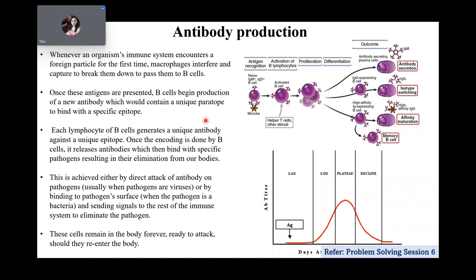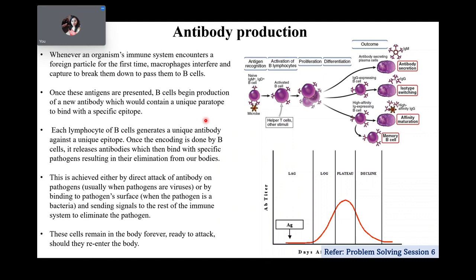Then once this is done, once the B lymphocyte has been activated, these B cells release the antibodies, which then go and bind to the specific pathogen, and they result in the elimination of the pathogen from our bodies.